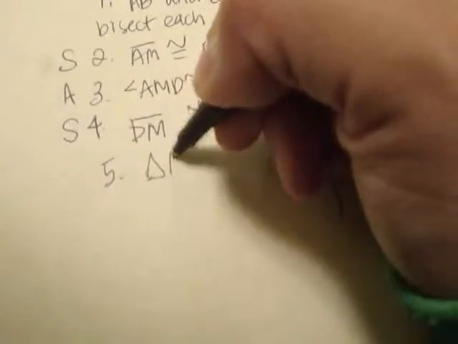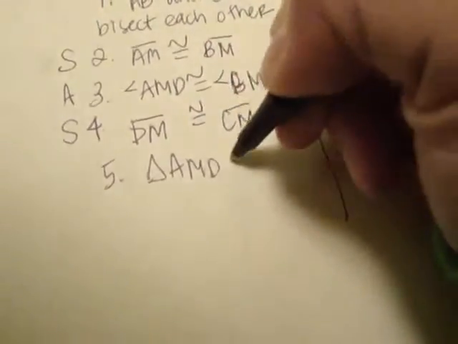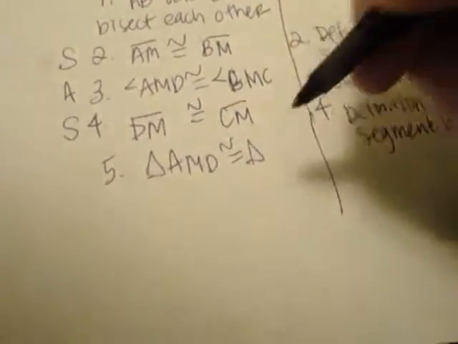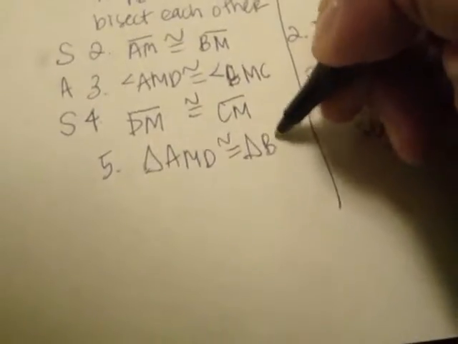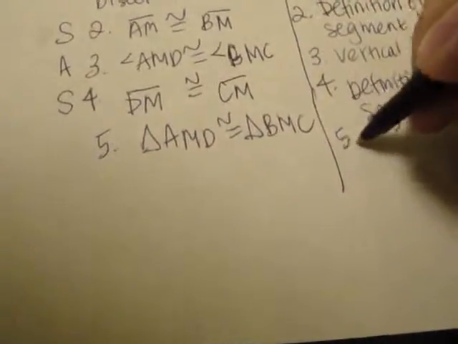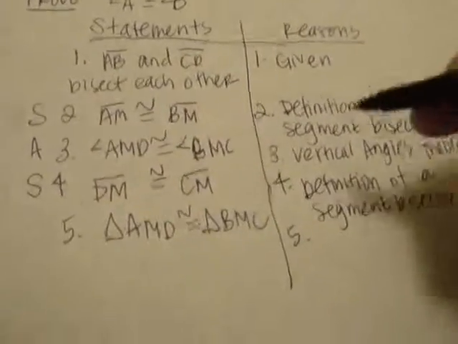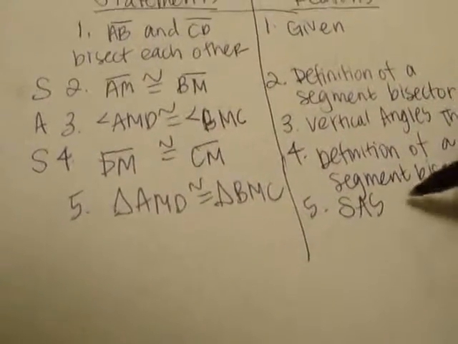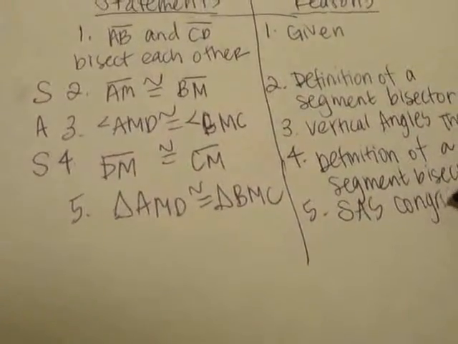Okay, so now we have our side. Because we have enough information, side, angle, side, we now know that triangle AMD is congruent to triangle BMC. And of course, the reason for this is the side, angle, side congruence postulate.